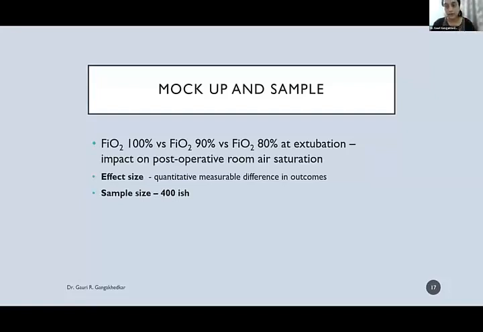If it does not, remember that there is a saying among statisticians: if you torture your data long enough, it will give you exactly what you want. What I mean is change your effect size. So instead of looking at impact on, say, post-operative room air saturation, you could look at lung atelectasis. Maybe the quantifiable outcomes are different.